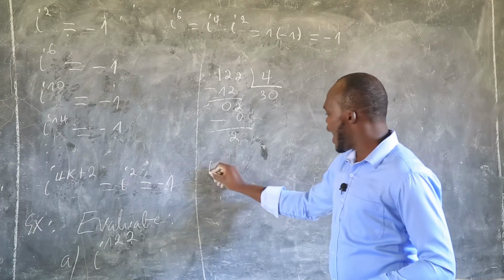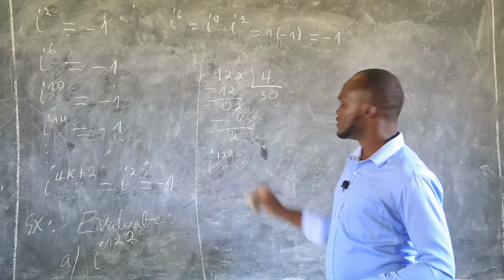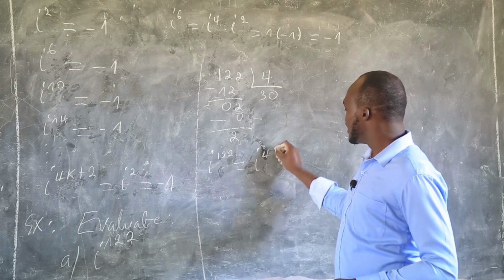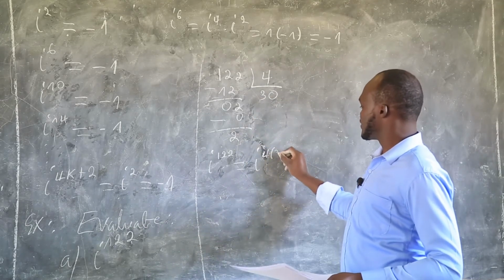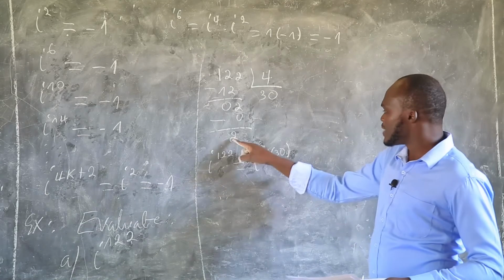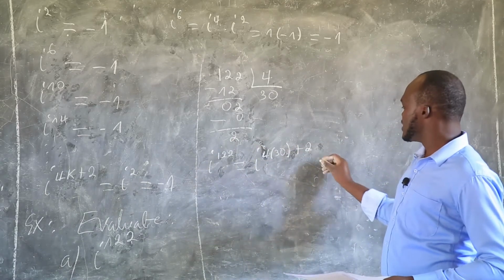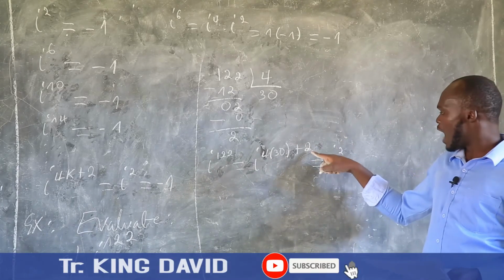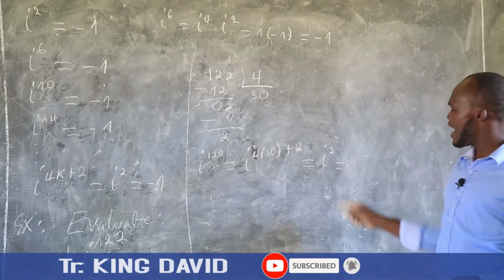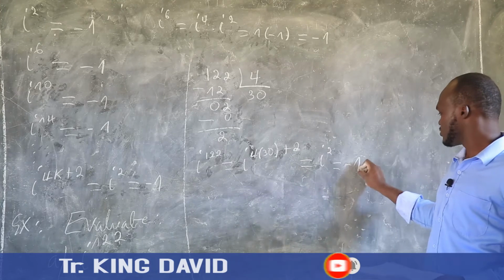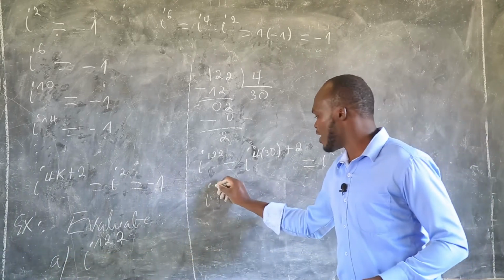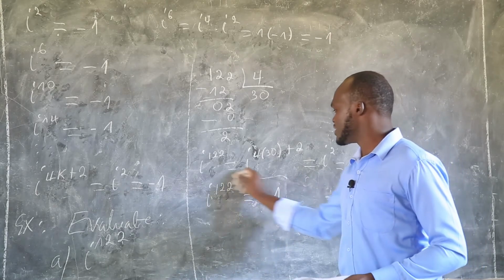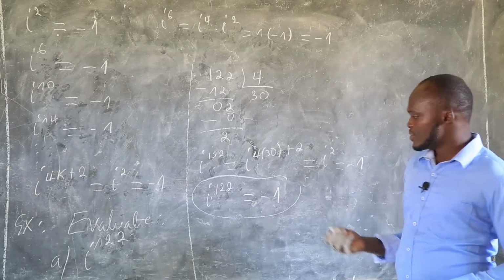So which means that i power 122 is the same as i power 4, now our k is 30, plus the remainder. So the answer here is the same as i power 2 because our remainder is 2. So remember i power 2 is negative 1. So which means that i power 122 is the same as negative 1. This is the answer. So B.